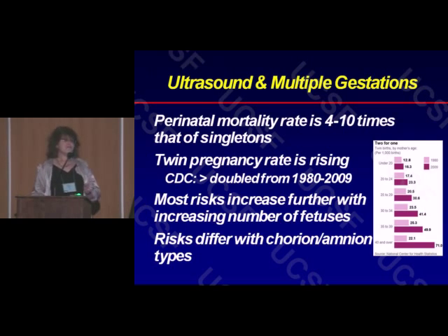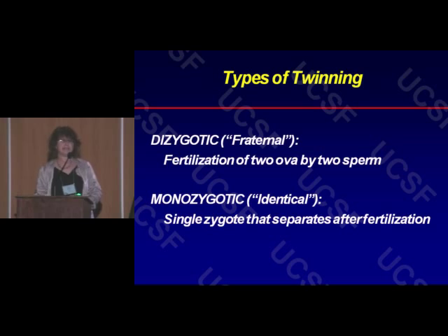Perinatal mortality is 4 to 10 times higher in twins than in singletons, and this chart on your right is to show you how quickly the rate of twins is rising in America. From 1980 to 2009, the rate of twinning has doubled, mostly because of assisted fertility. And I will say in this slide and repeatedly that the risks of outcomes of twins is very much dependent on chorionicity and amnionicity, so we have to go back briefly to embryology and review the types of twinning.